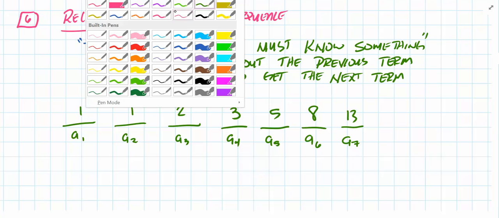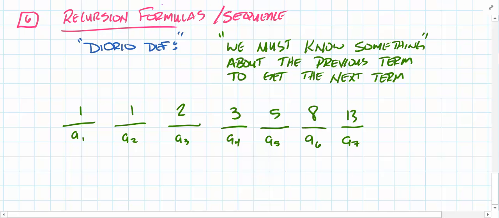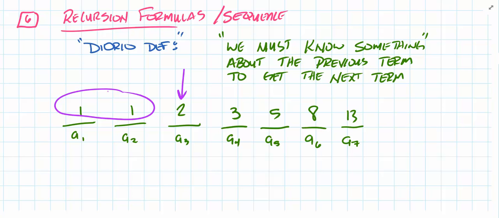Okay, so let me show you how this fits into my definition. In order to get this term, I had to know something about the previous ones, right? So there's no real way, if I asked you, what is the 127th term of this sequence? What would you need to know? The 125th and 126th. That's recursive. It builds on itself, right? So you have to know something about the previous term.